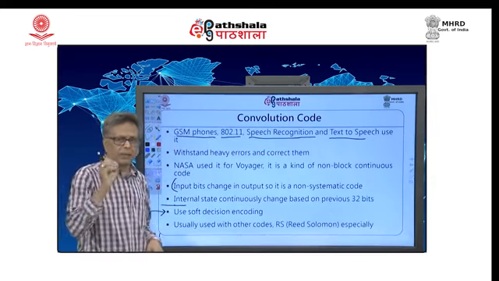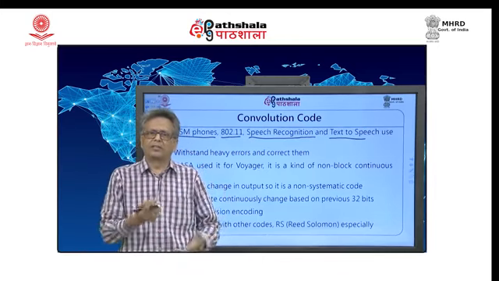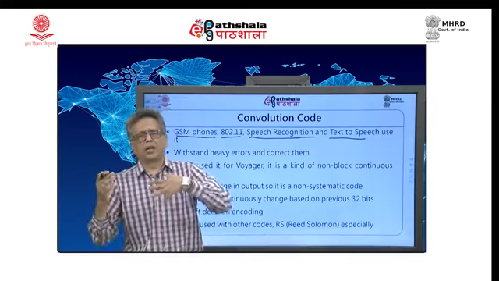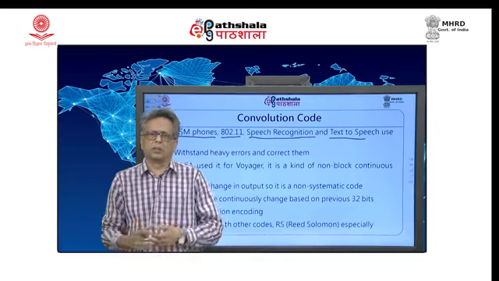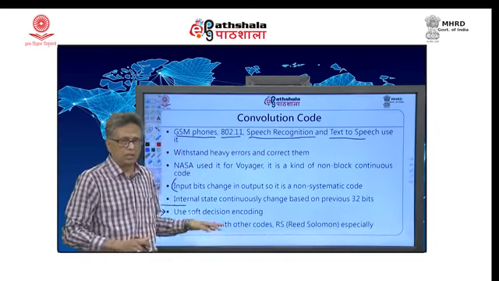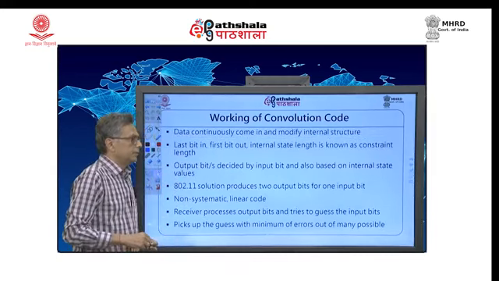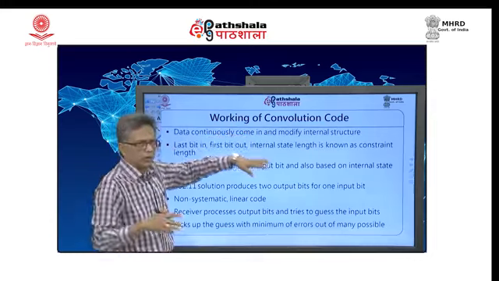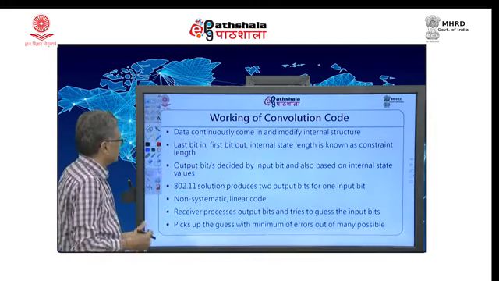As I said, this is better for single bit errors. For other cases, if heavy burst errors are coming in, you need to use it in conjunction with some other code, and the next code that we are going to talk about, called Reed-Solomon code, is basically used with this code. Okay. But before we talk about Reed-Solomon, let us look at how convolution code functions.